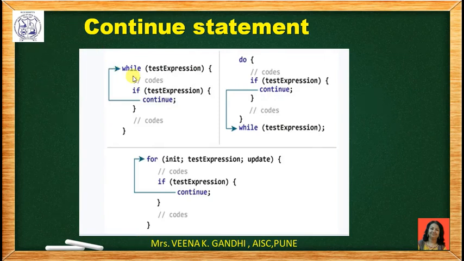Now here you can see we can use the continue statement in a while loop, do while loop, and for loop. In a while loop, we check the first condition. If it is true, then control will come inside the loop. Now if the test condition is satisfied, then the current iteration will be skipped and control will transfer to the test condition to start the next iteration. Same thing in a do while loop, same thing in a for loop.